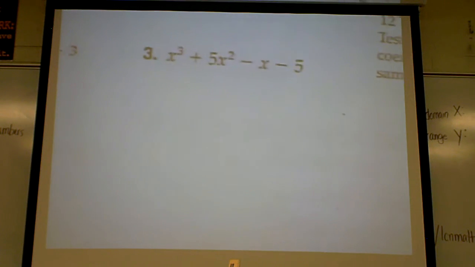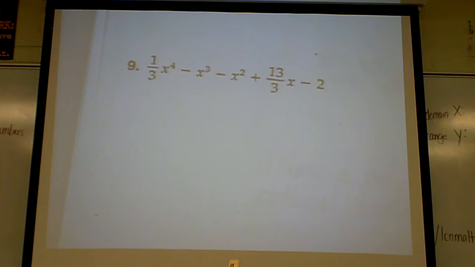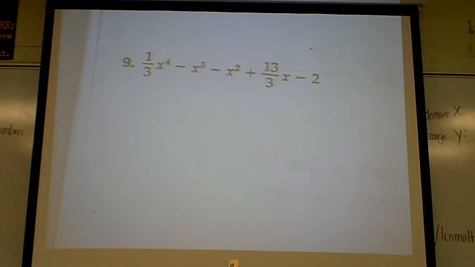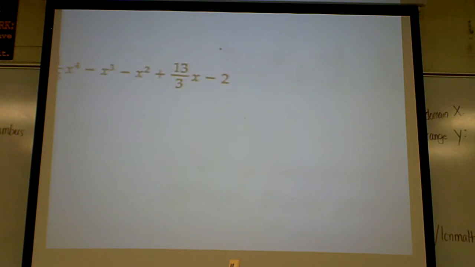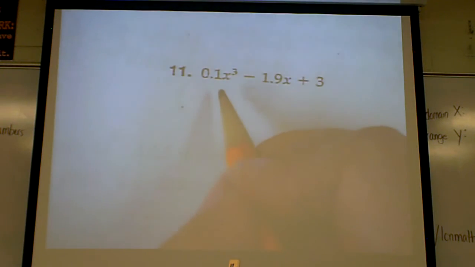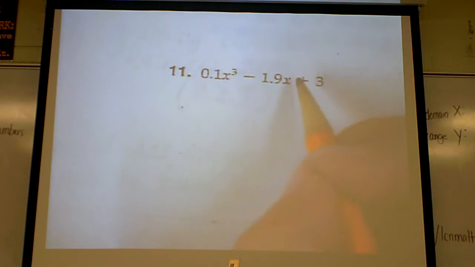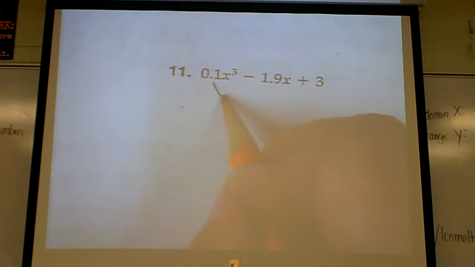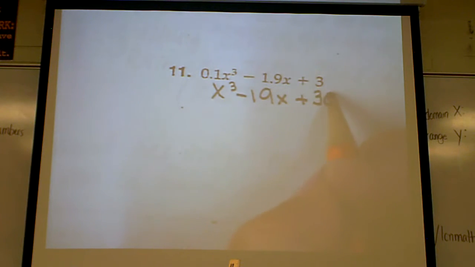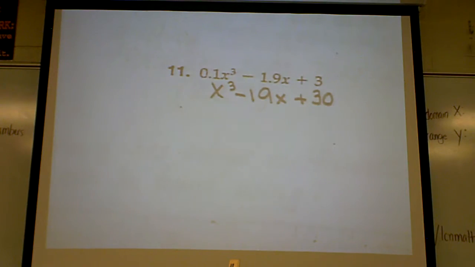What about this one, number 9? What would you multiply everything by? 3. And what would you do for 11? Move that over 1, move this over 1. So in other words, this is gonna be x to the third minus 19x, yuck, plus 30. We don't like when those numbers are big.